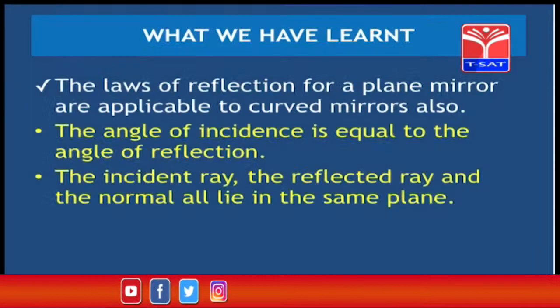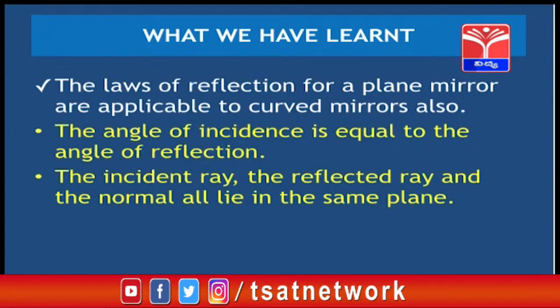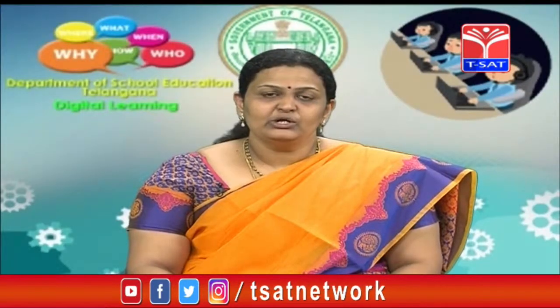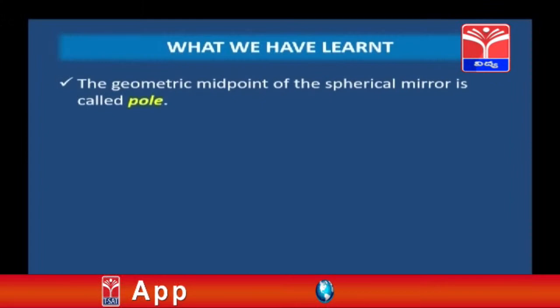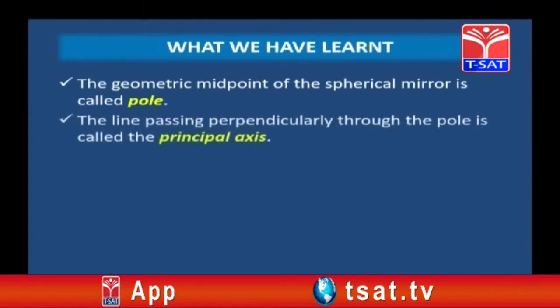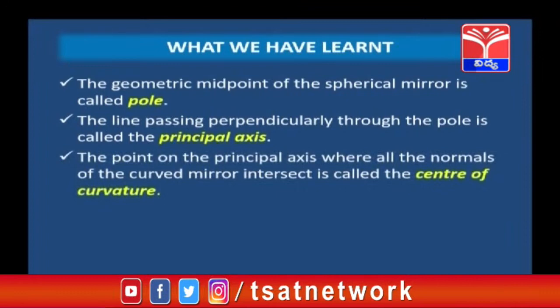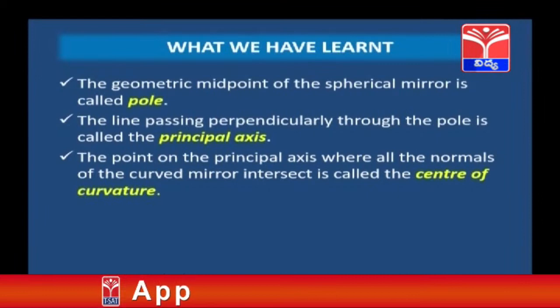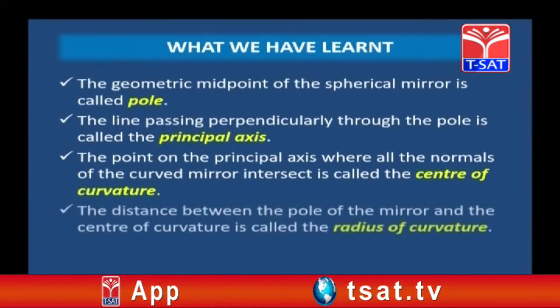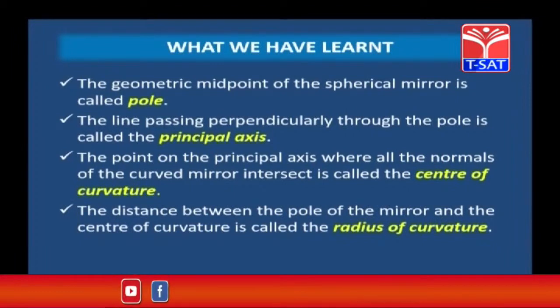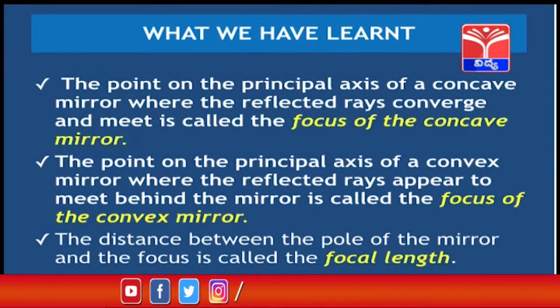The laws of reflection for a plane mirror are applicable to curved mirrors also. And about the terminology, the geometric midpoint of the spherical mirror is called the pole. The line passing perpendicularly through the pole is called the principal axis. The point on the principal axis where all the normals of the curved surface intersect is called the center of curvature. And the distance between the pole of the mirror and the center of curvature is called the radius of curvature.